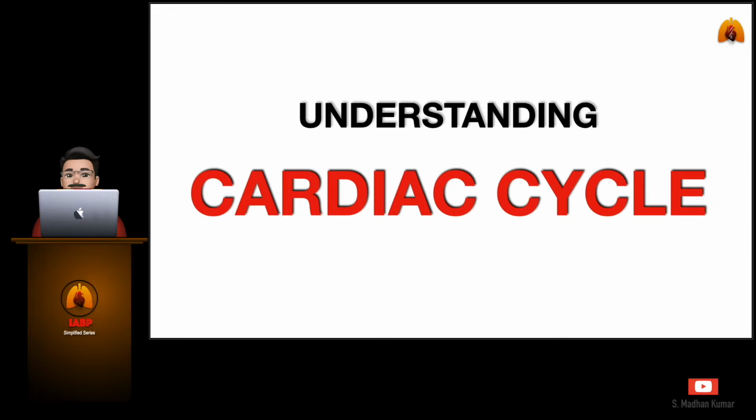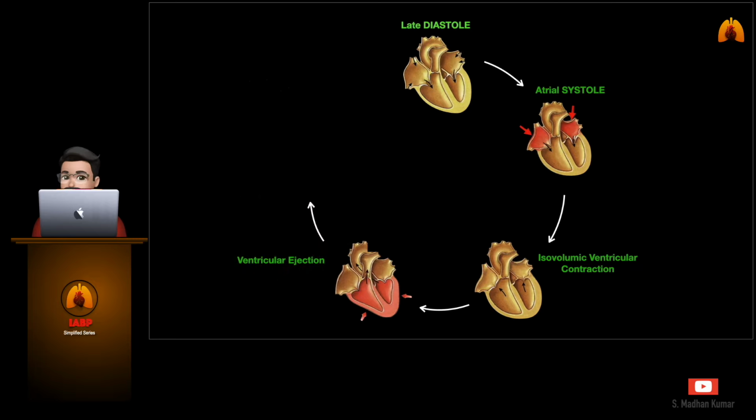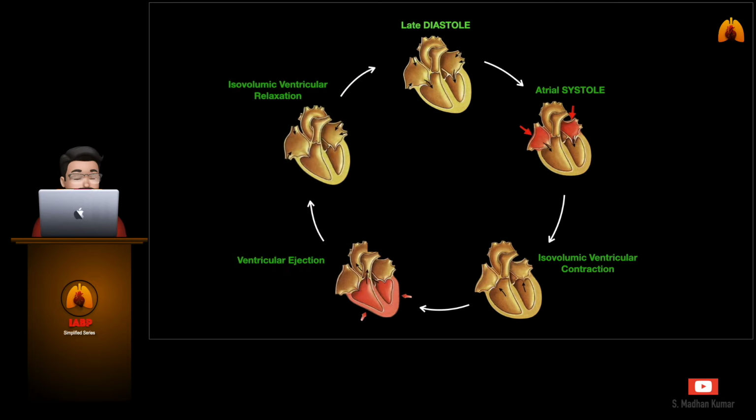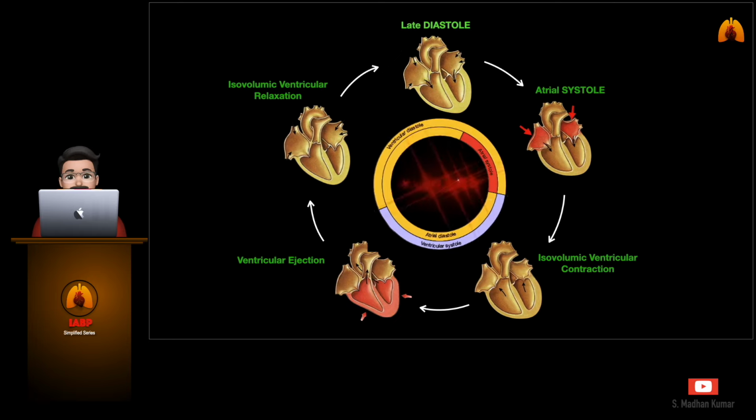The cardiac cycle is defined as the sequence of alternating contraction and relaxation of the atria and ventricles in order to pump blood through the body. The cardiac cycle is comprised of systole and diastole. These stages are further divided into five smaller stages called atrial systole, isovolumetric contraction, ventricular ejection, isovolumetric relaxation, and ventricular filling or late diastole.